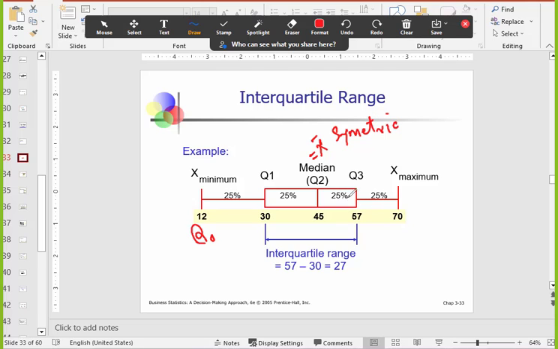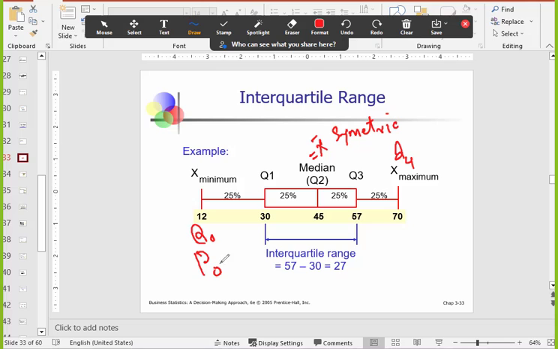And then Q3: from Q2 to Q3 there is 25% of the data, and there is maximum minus Q3, so it's 25%. The maximum is also called Q4. In terms of percentiles, I will label this diagram.